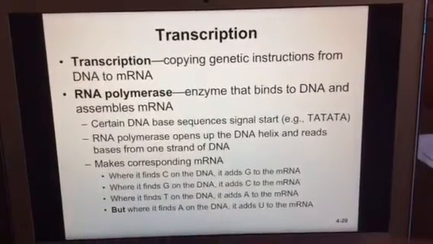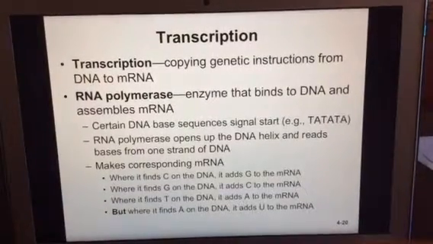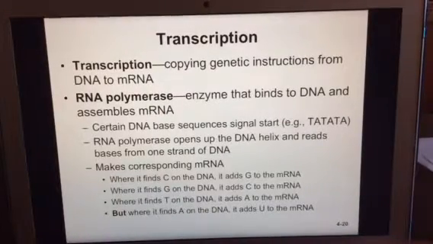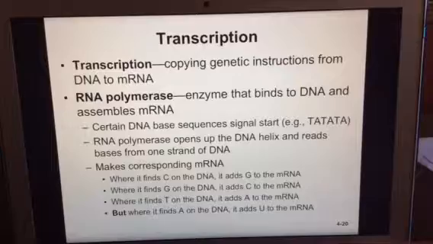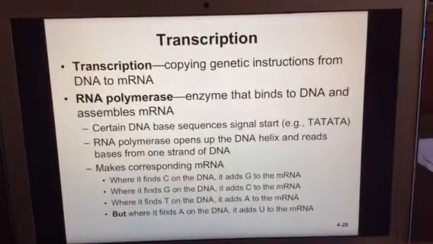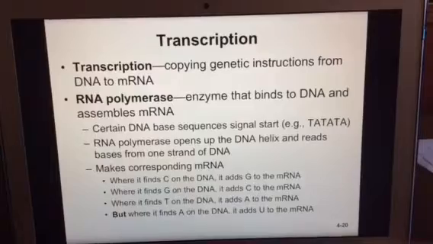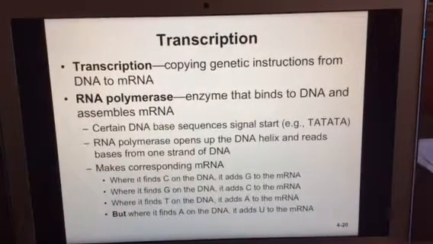Transcription is copying the information from the DNA to making messenger RNA. So there's an enzyme that binds to the DNA. It's called RNA polymerase, and it assembles the messenger RNA. So it starts binding these new RNA nucleotides in the correct order. Whatever's on the DNA, it's going to code for or add the opposite base pair for the messenger RNA.